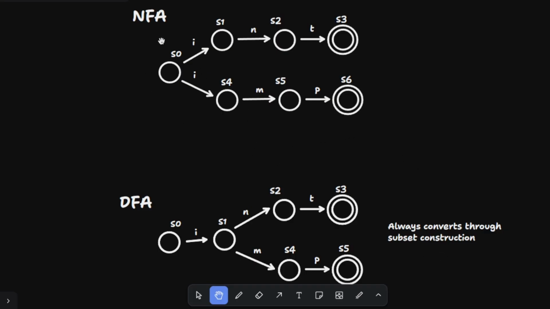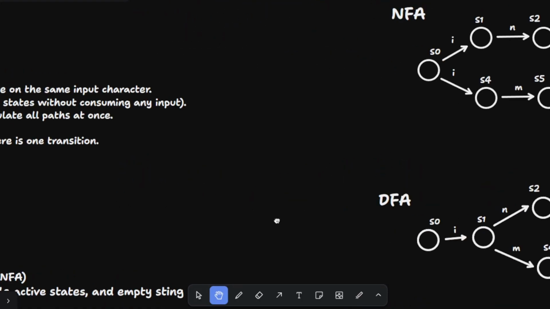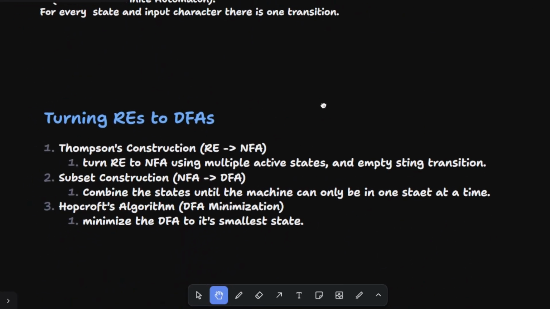And an easy example is this, right? You have I that splits up into two different states. Well, what you can do is you can just collapse those states into one. And if you get I, go to state 1, and then based off state 1, split, right? So that's a pretty good, easy rule of thumb, right? So there's two different types.